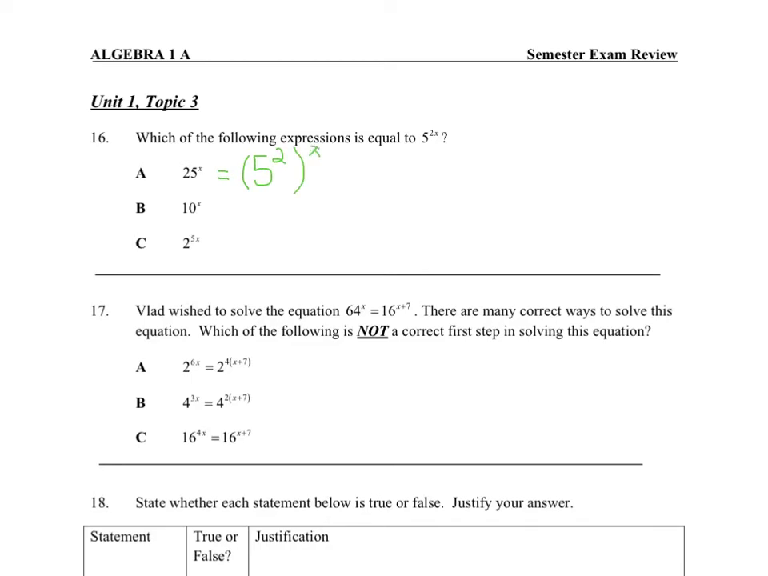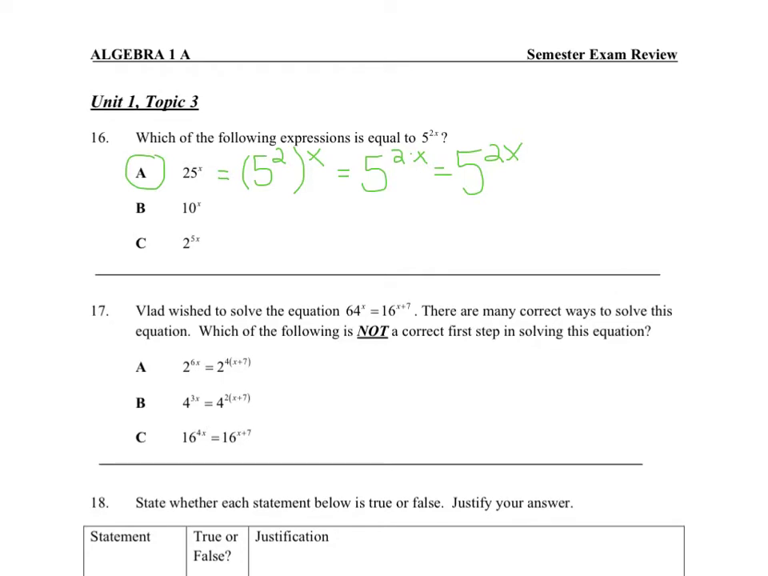Well, with our property of exponents, when we have a power, we can multiply those powers, so 5 to the 2 times x, and we're going to get 5 to the 2x. So we know from this that it's going to be A.